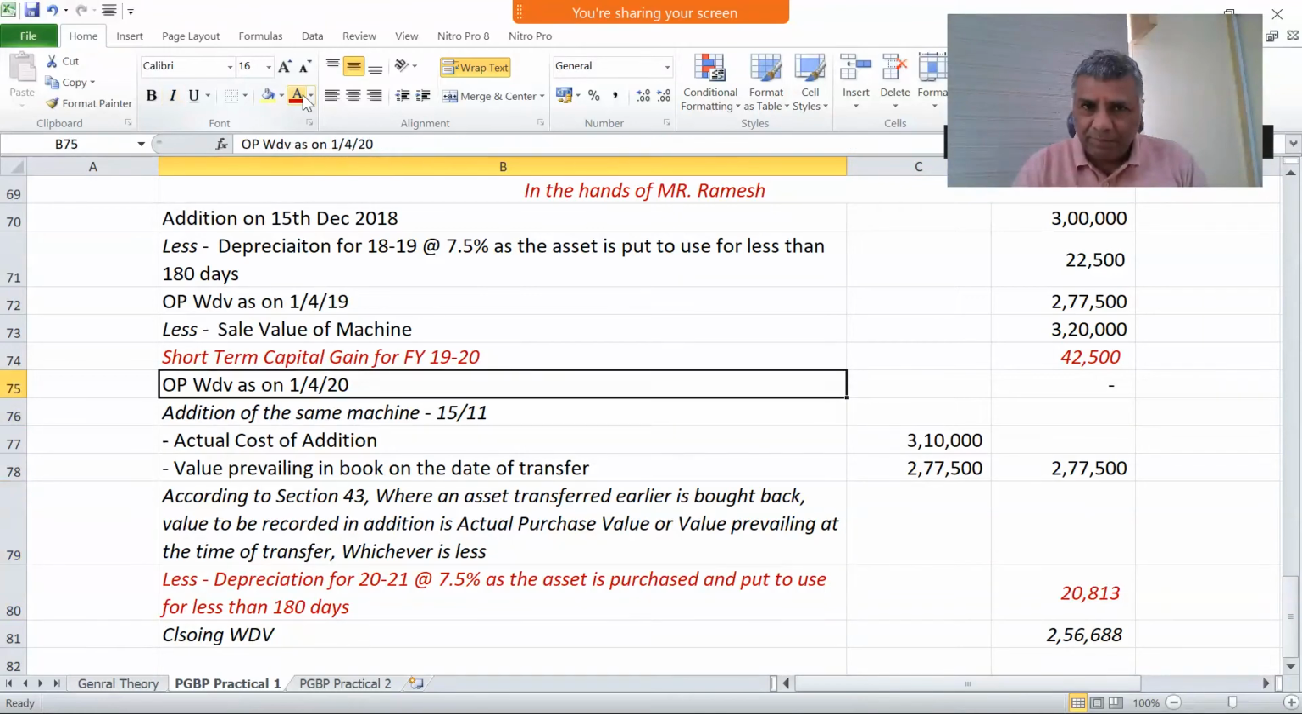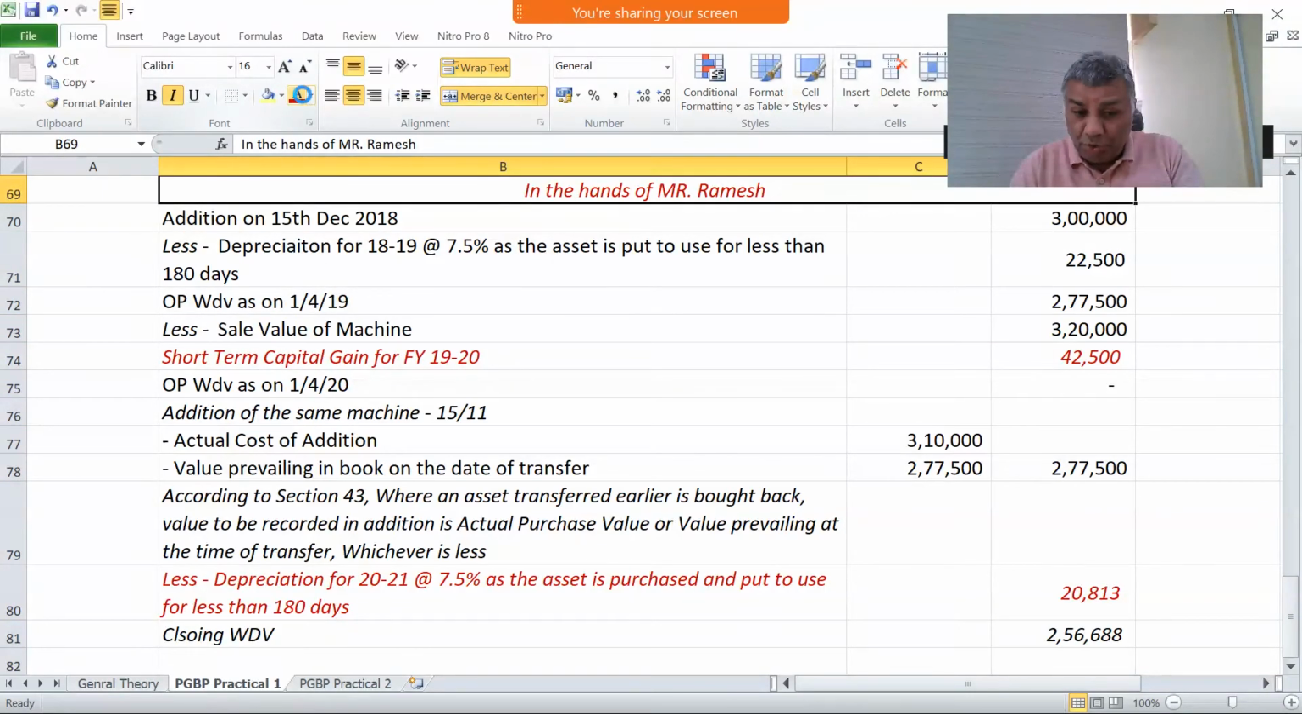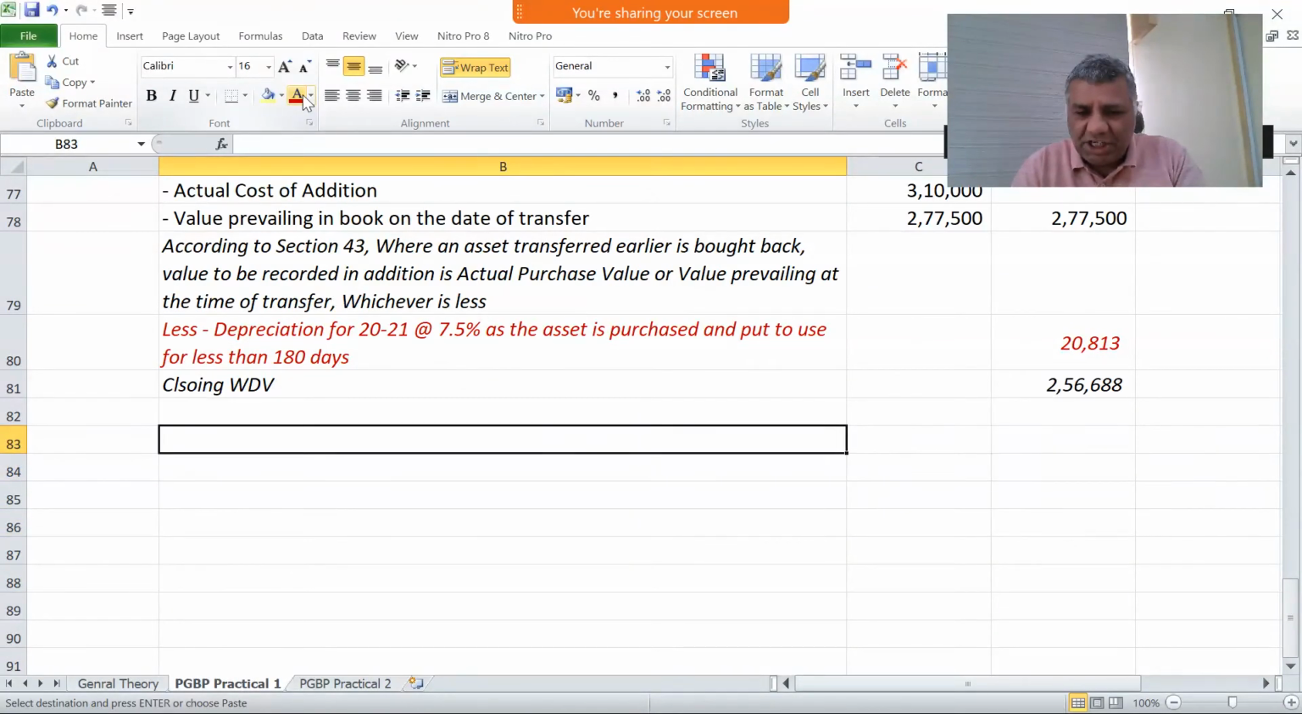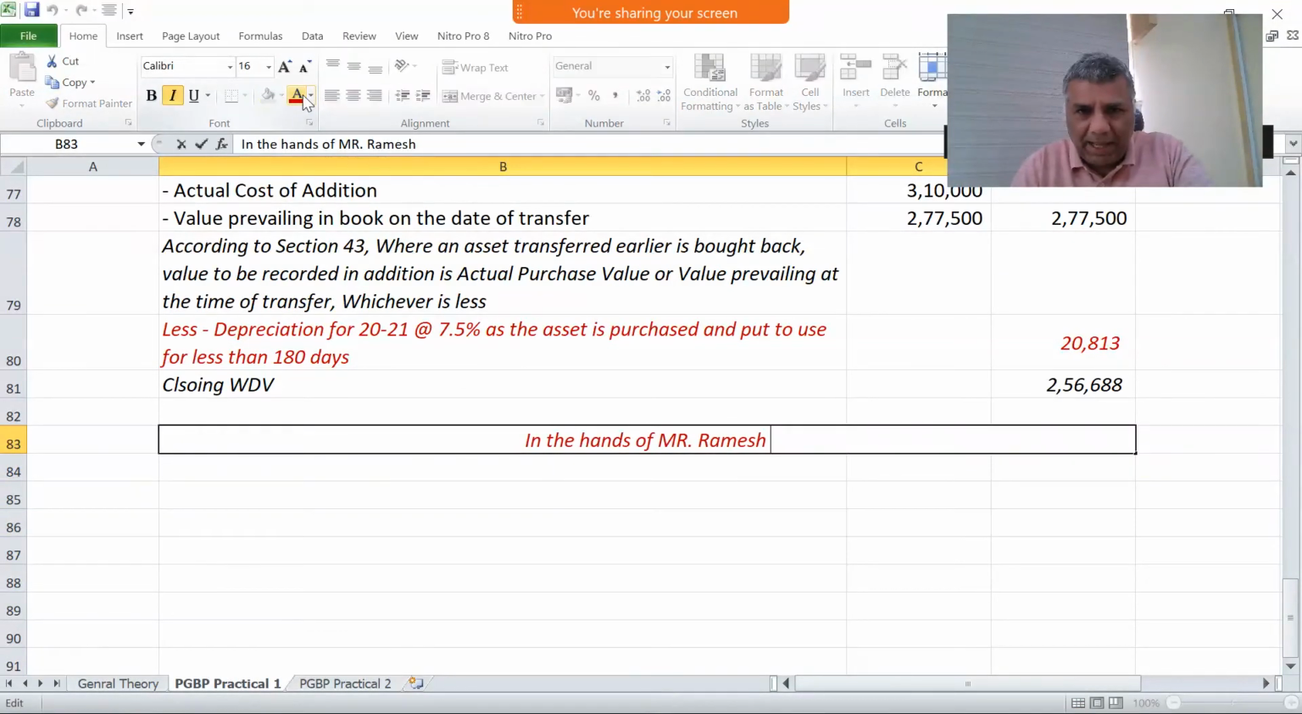Rare, but I want you to understand this provision. If at all there is a question, even as an adjustment in one of the questions, you should be able to answer.